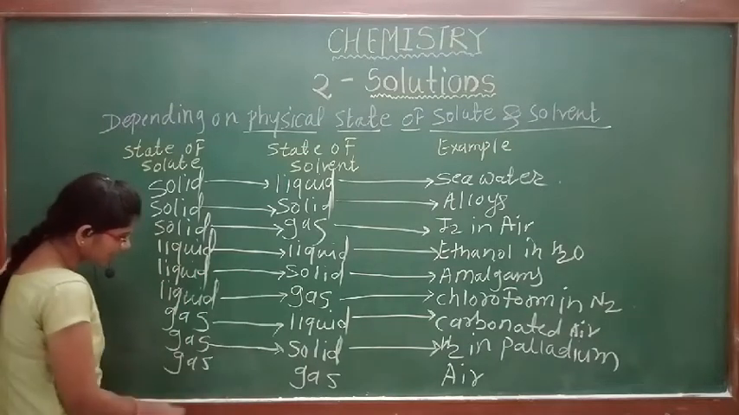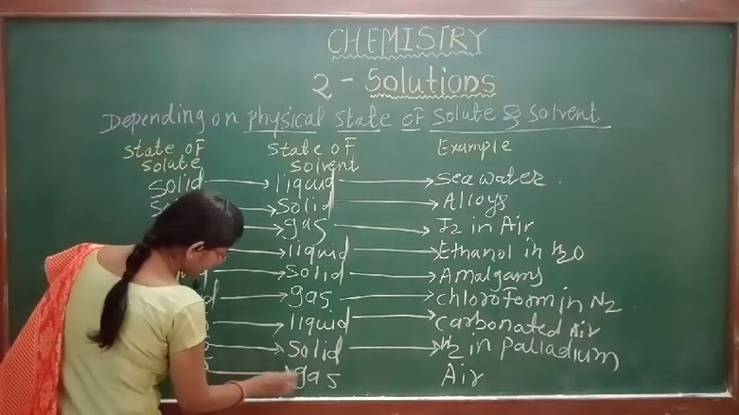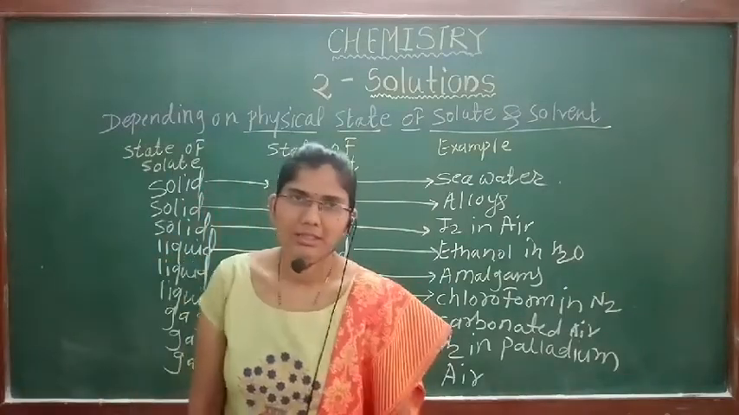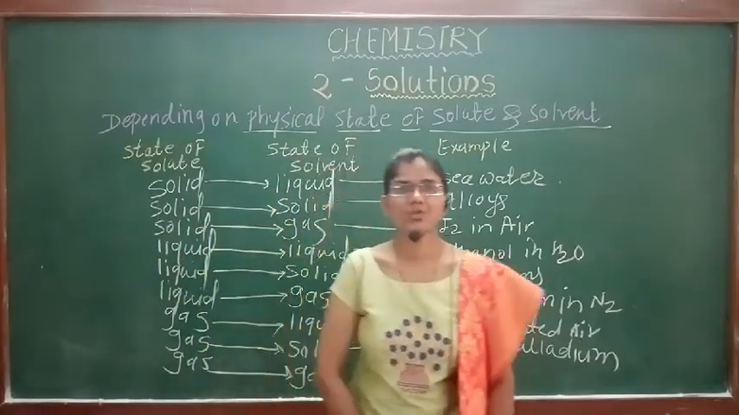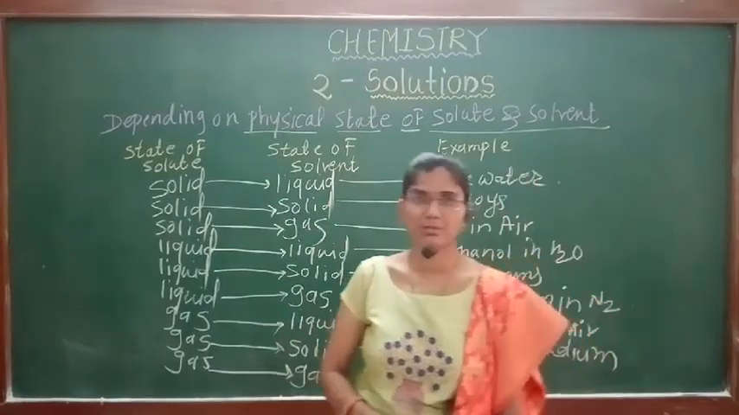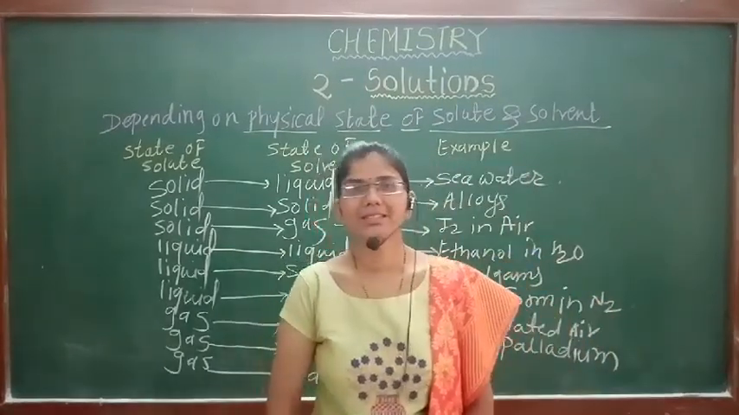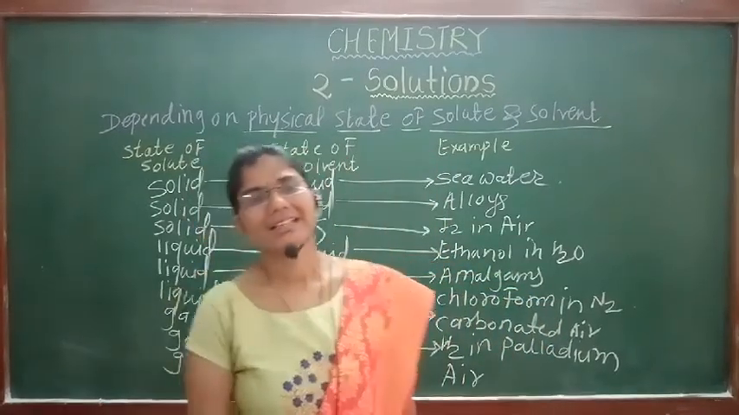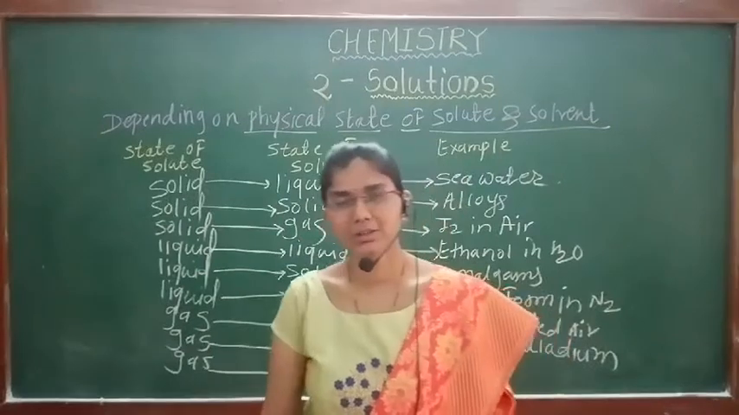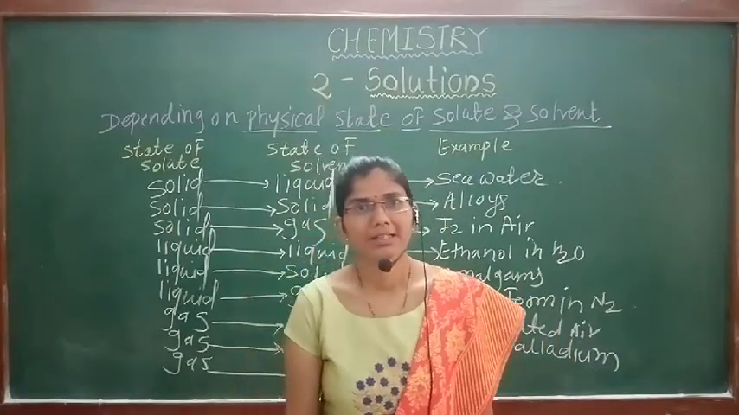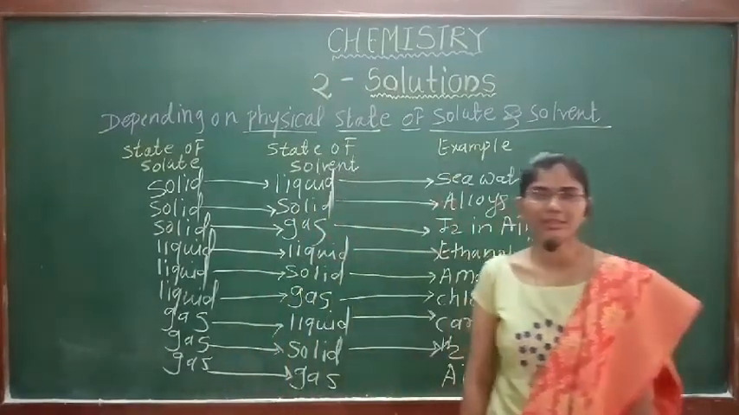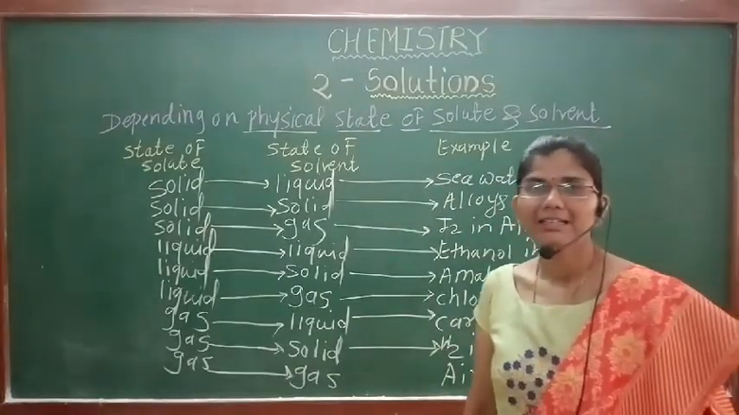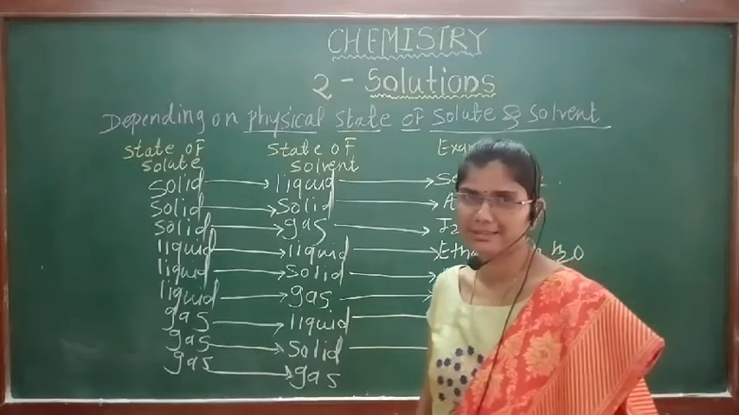And the last type of solution is gas in gas. In the gas in gas type of solution, when two or more gases mix together, they form a homogeneous mixture, and this property is called diffusion. This is one of the properties of the gaseous state or the gaseous molecules. For example, the mixture of air. Air is a mixture of many gases.